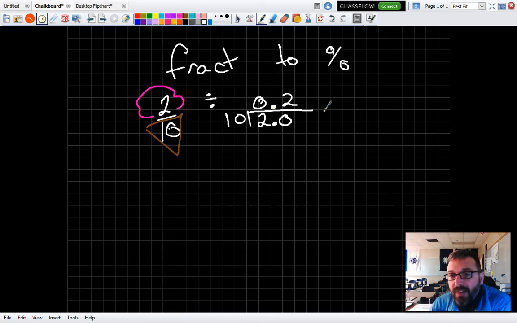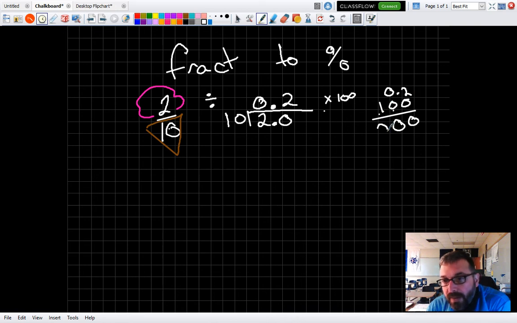Now to convert decimal to percent, I multiply by 100. So 0.2 times 100. Anything times 0 is 0. There's my placeholder. 0 times anything is 0. There's my tens or my hundreds placeholder. 1 times 2 is 2. Move my decimal 1 time. And my answer would be 20%.